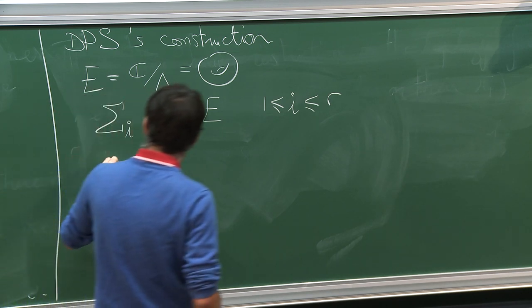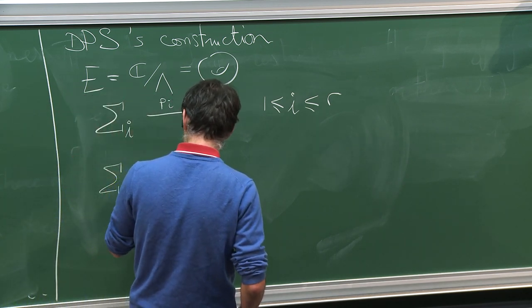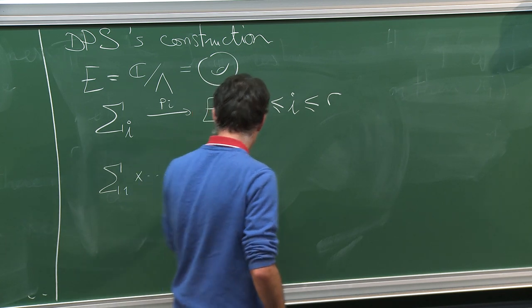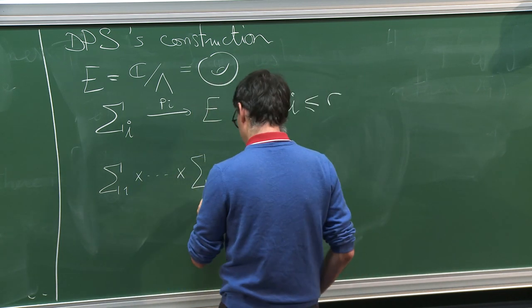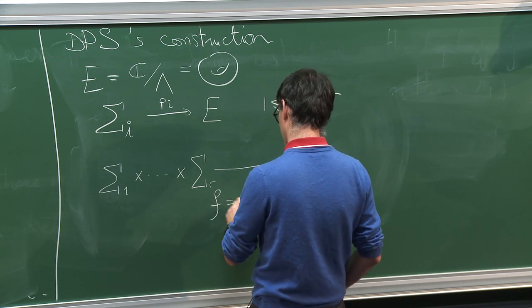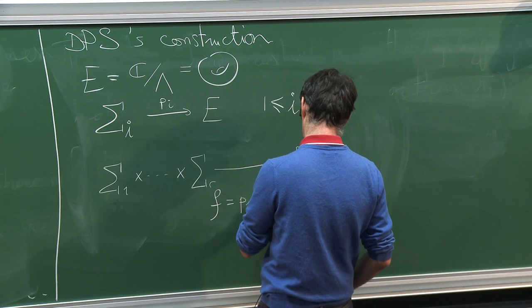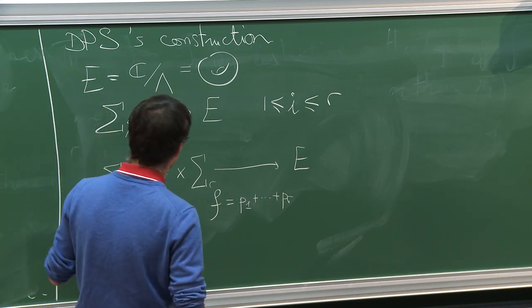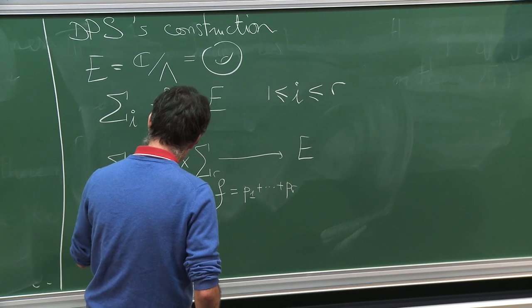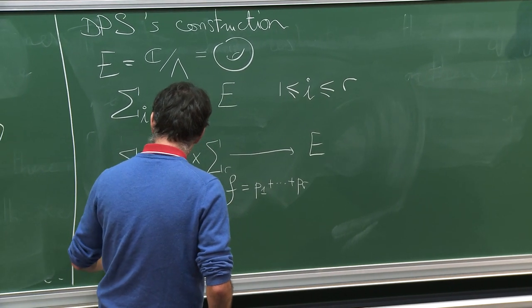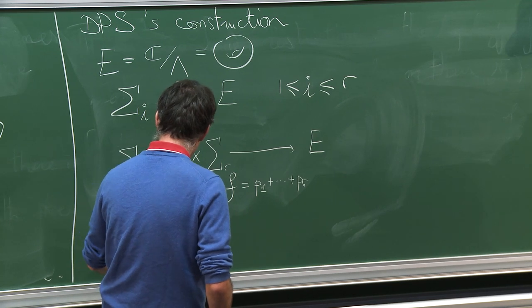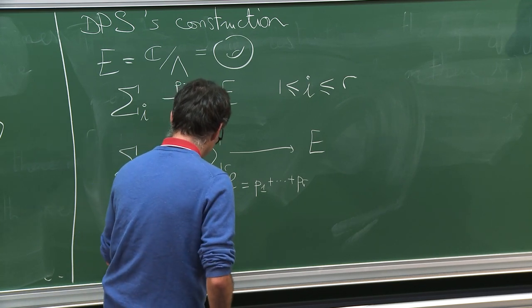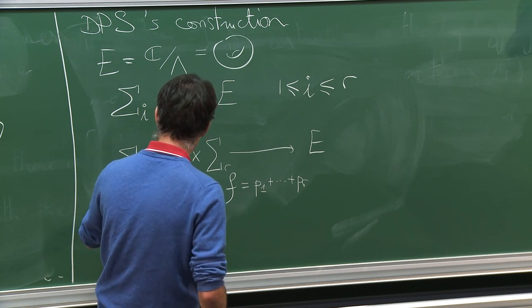And now I can consider the map from the product of the sigma_i to E, which is just the sum of the pi_i. Since I view E as C mod lambda, I can think of it as an abelian group and I can do the sum. And okay, I've already said it, I assume that sigma_i has genus at least 2. I will assume that f is onto at the level of pi 1. And also that there are at least 3 factors.